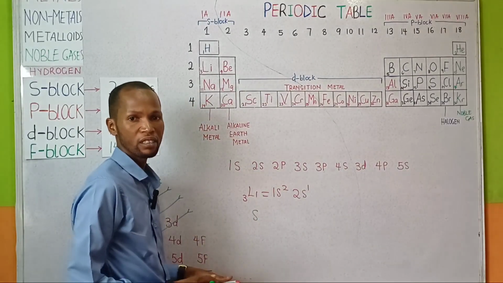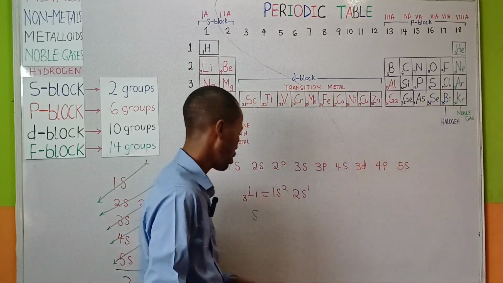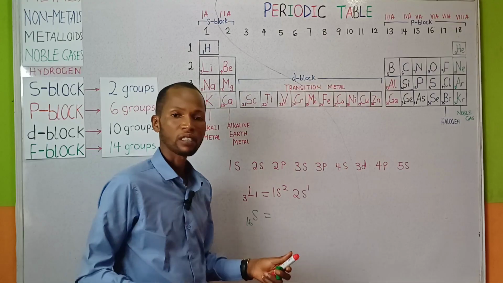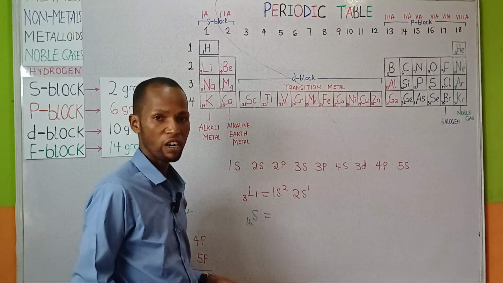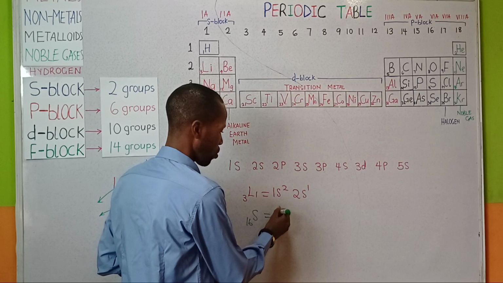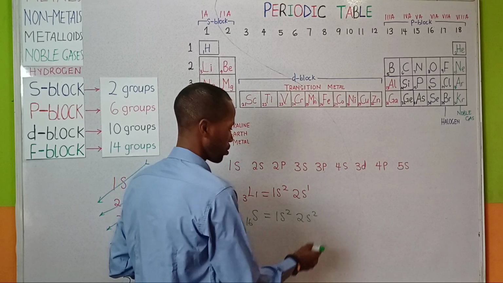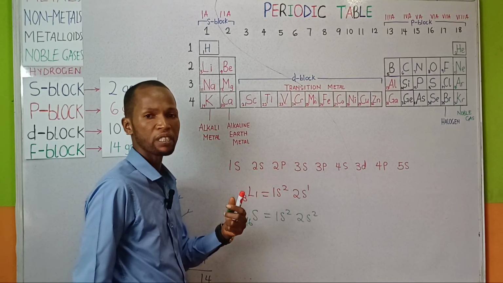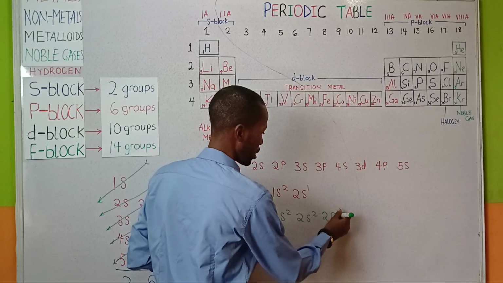We have sulfur right there. Sulfur with atomic number 16. That implies that sulfur has 16 electrons in its shell. So we have 1s2, 2s2. So we are moving to the P. Maximum electron that p orbital can hold is what? 6. So we have 2p6.